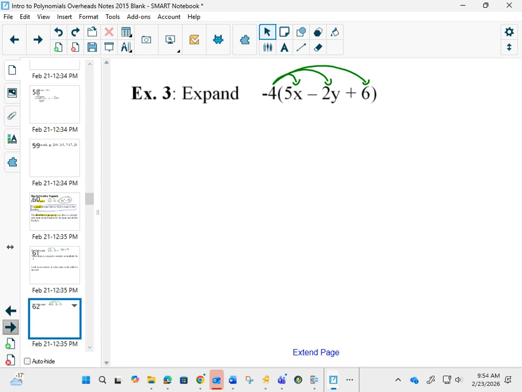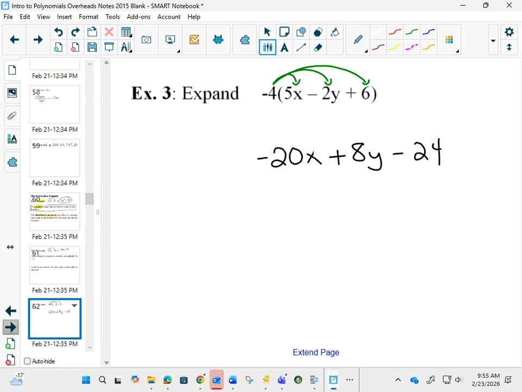Okay, check. How did you do? Did you get first term? Negative 20x, because 4 times 5 is 20, but negative times positive is negative. Negative 4 times negative 2 will be a plus 8. Why? And negative 4 times a positive 6, negative 24.